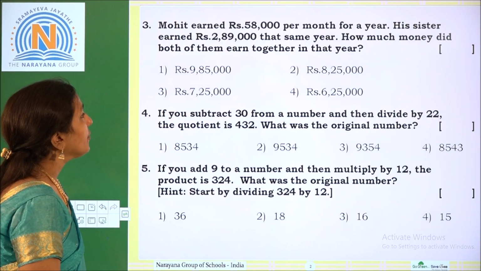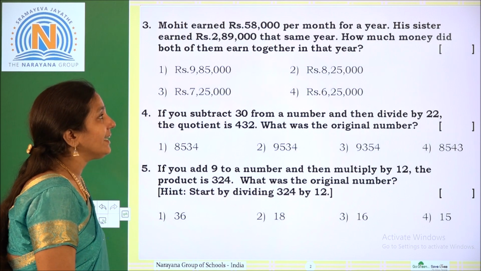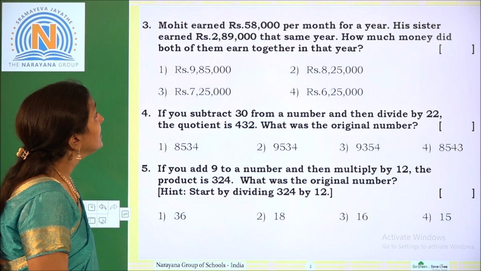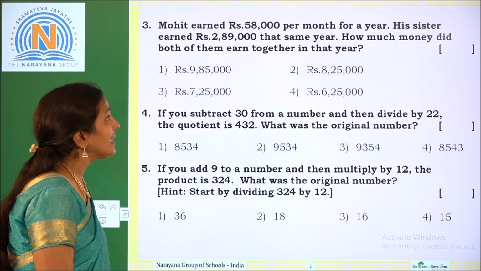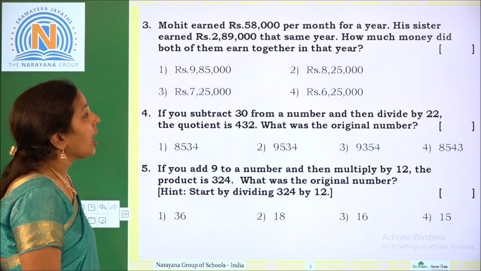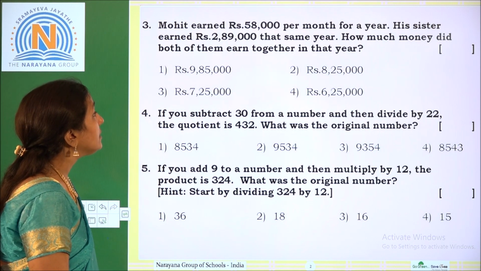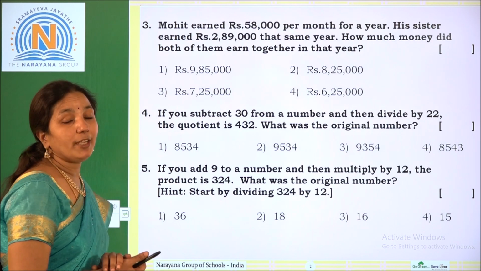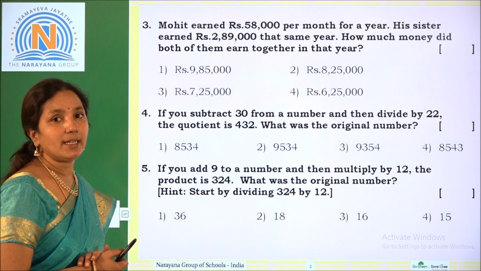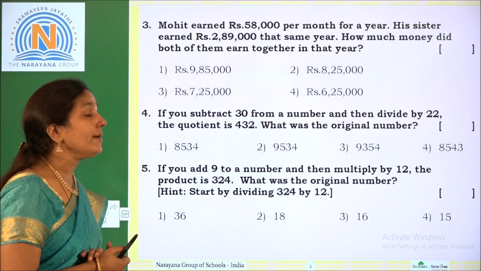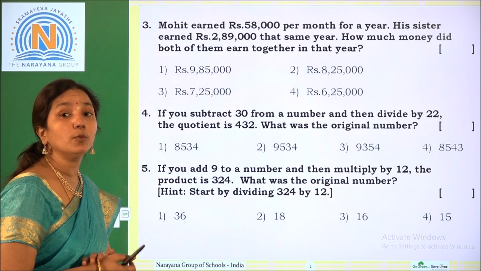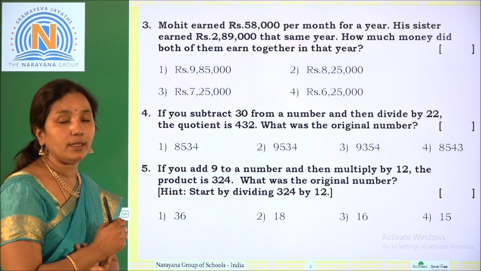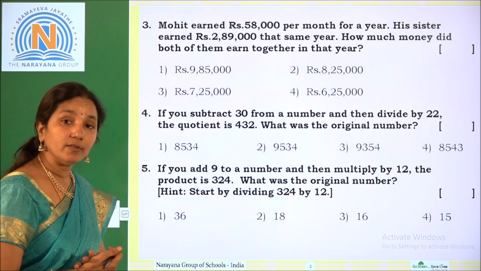Mohit earned rupees 58,000 per month for a year. His sister earned rupees 2,89,000 that same year. How much money did both of them earn together in that year? So here we have to do two operations. We know only how much money was earned by Mohit in 1 month, but we have to find for 1 year.